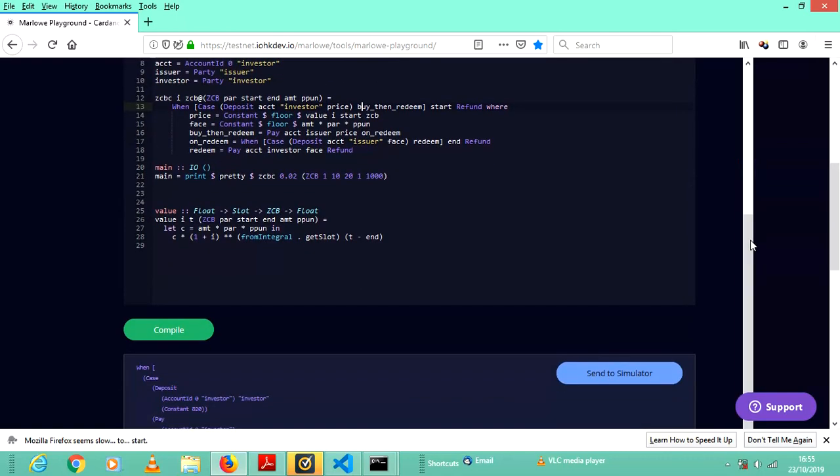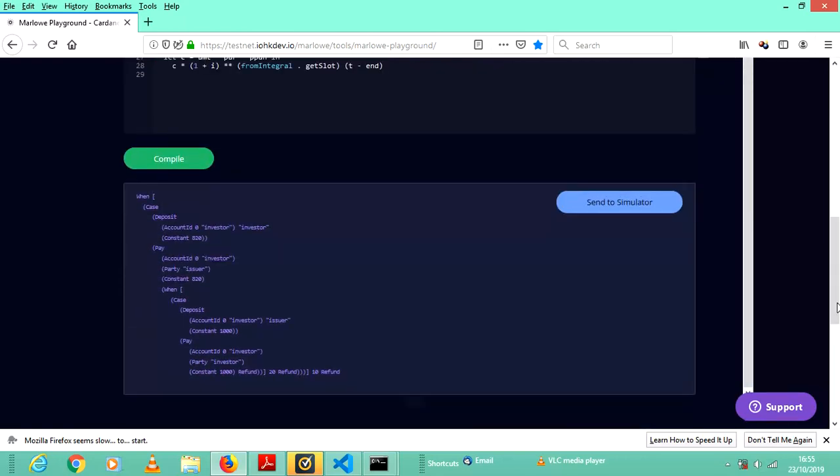And so when we compile this, just to see what this contract looks like, we will get pretty much what we've already seen. Okay, so we see that we're paying 820. Then we put 820 in the account, we pay the issuer 820, and then at redemption the issuer should pay us 1,000 to our account, and then we take the money. That's good.